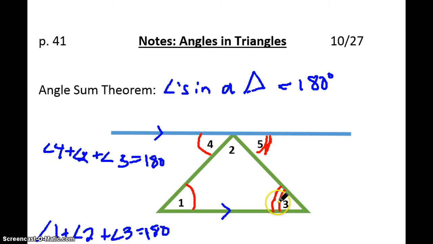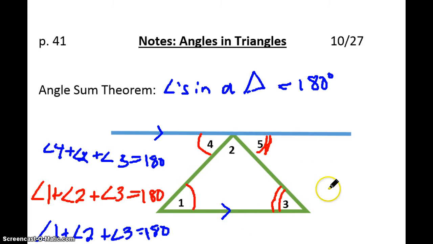Well, we know if they're equal, we can substitute, correct? So if I take 4 and I substitute in angle 1, and if I take 5 and I substitute for it angle 3, then by substitution, we already have what we want. Angle 2 didn't need to be substituted, but it's an angle in my triangle.